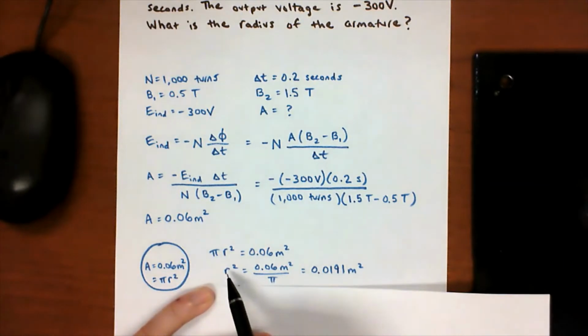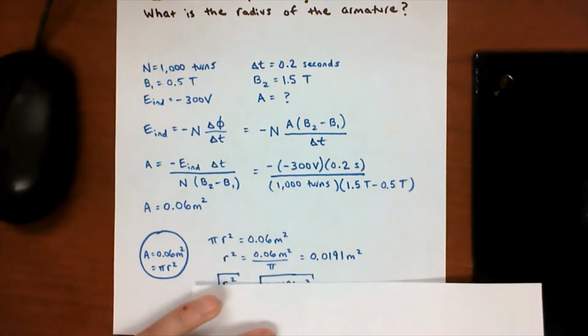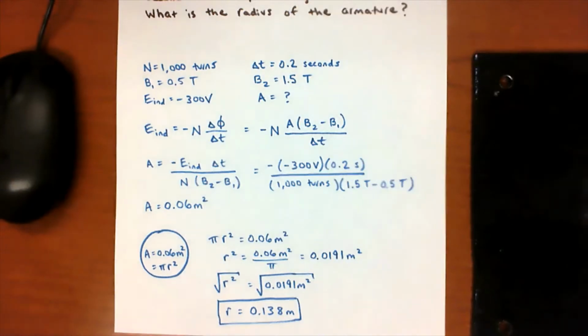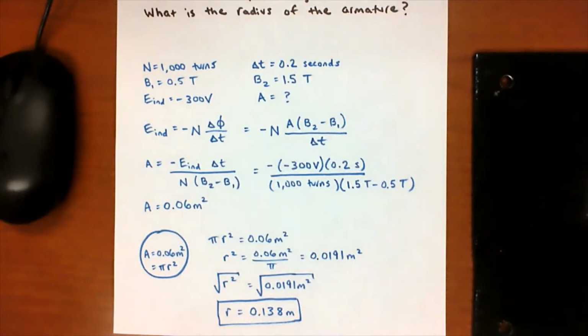Now we know r squared, but we want to get r, so take the square root of both sides. And when you do that, then you will get the radius is equal to 0.138 meters. And that's fine. You can leave it like that. You could also convert it into centimeters by multiplying times 100, so it'd be 13.8 centimeters.